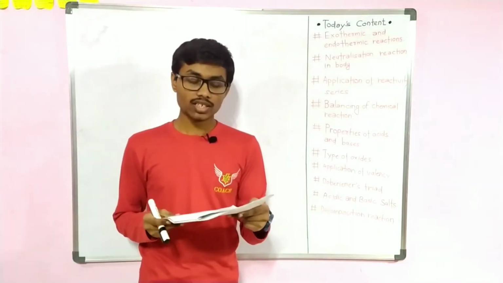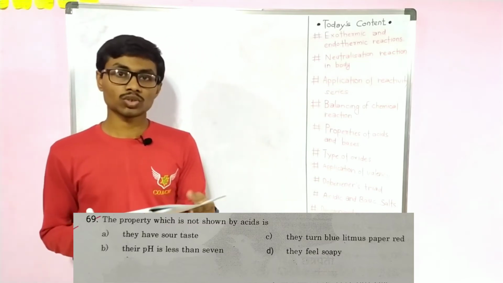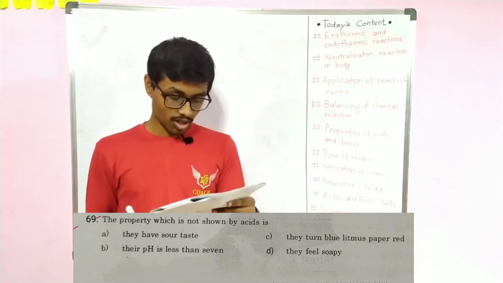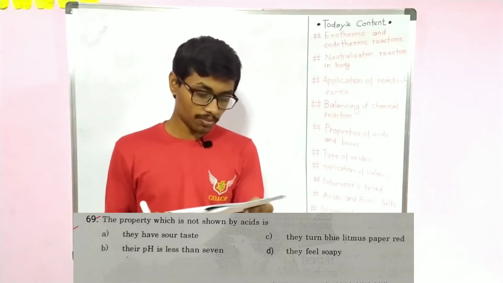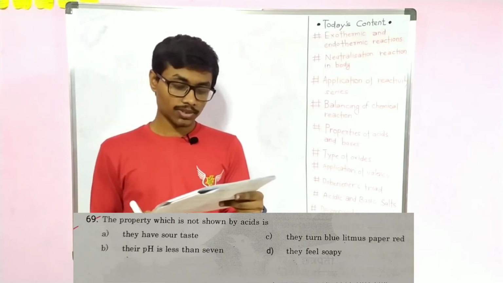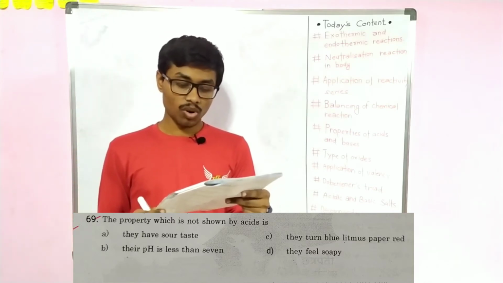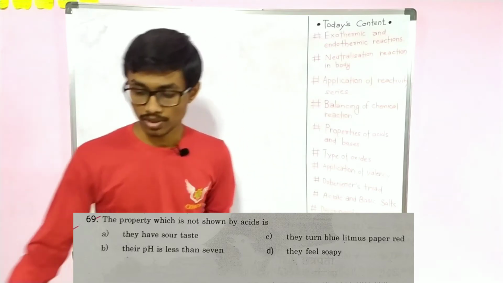Now next question, they have asked the property which is not shown by acids is. Option A is they have sour taste. Option B is their pH is less than 7. Option C is they turn blue litmus paper red, and option D is they feel soapy.